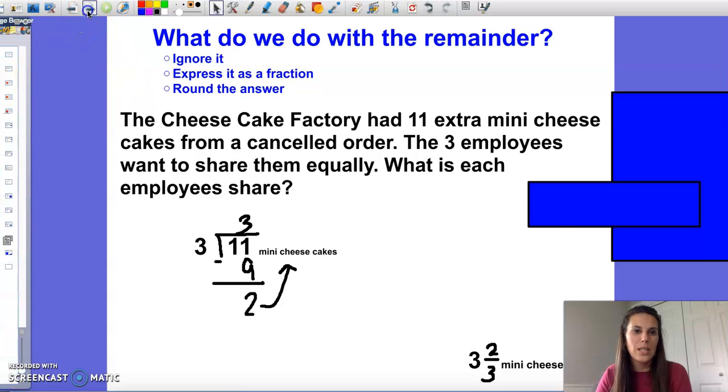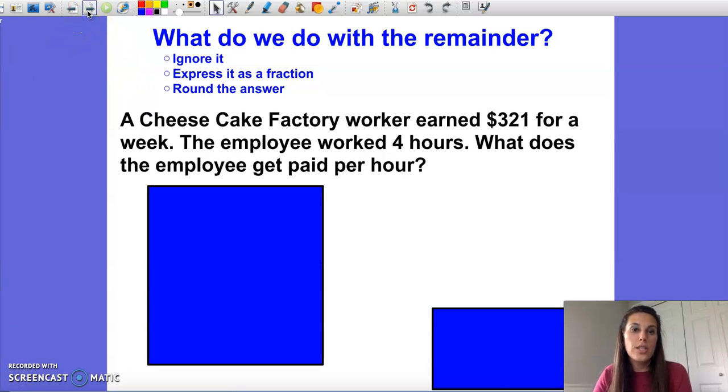And let's do one more example. A Cheesecake Factory worker earned $321 for a week. The employee worked 4 hours. What does the employee get paid per hour? So go ahead, pause the video, and then hit play when you're ready to check your work.